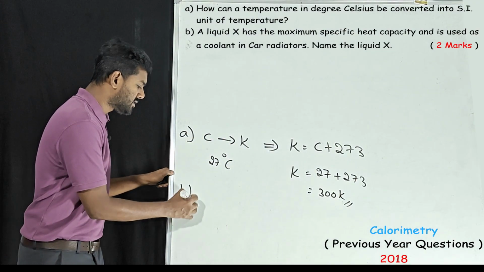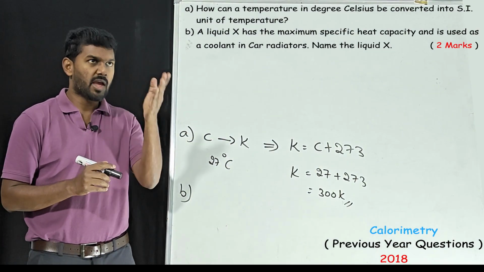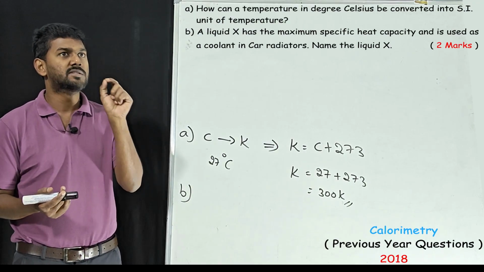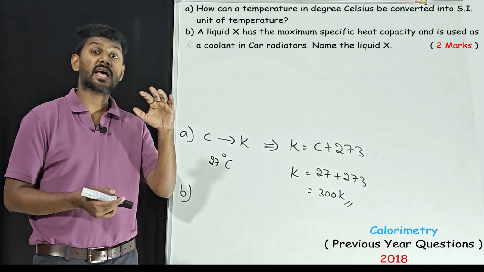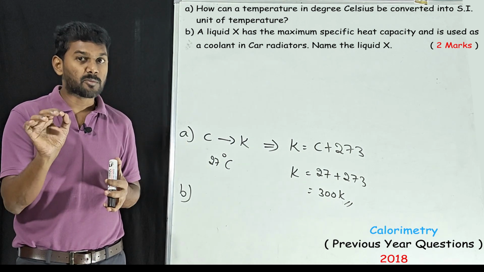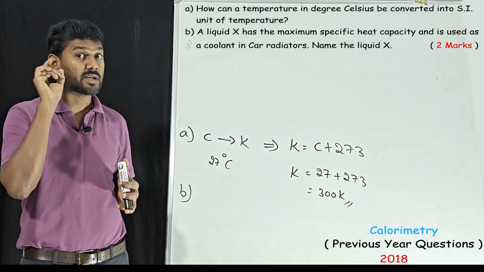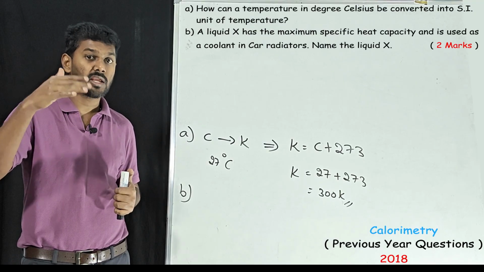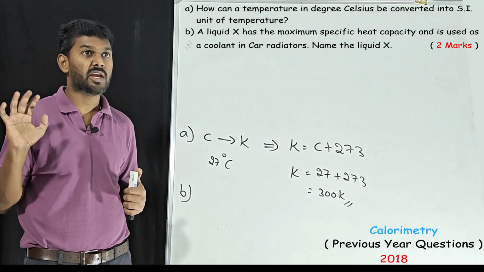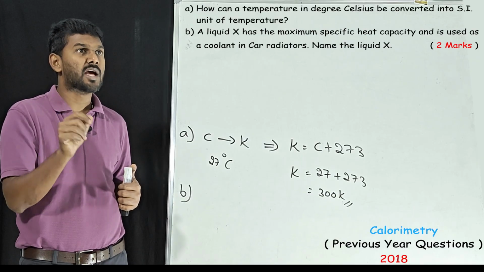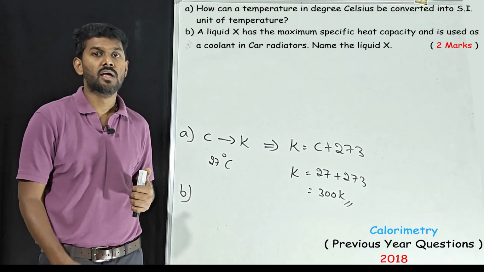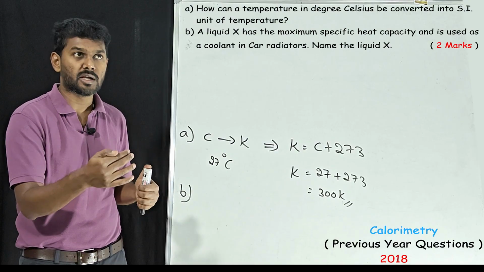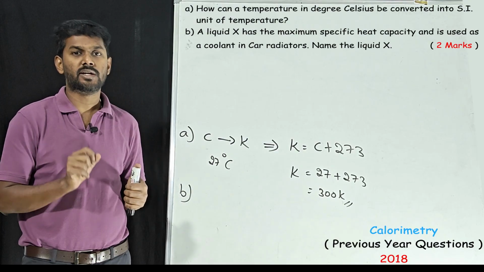Okay. Next, we have one more sub question. A liquid X has the maximum specific heat capacity. That means it is a poor conductor of heat. Keep this in mind: a poor conductor of heat has more specific heat capacity. Good conductors will have low specific heat capacity. And it is used as a coolant in a car radiator. Radiator is a part of an engine. To cool it, we are using a coolant, a liquid.